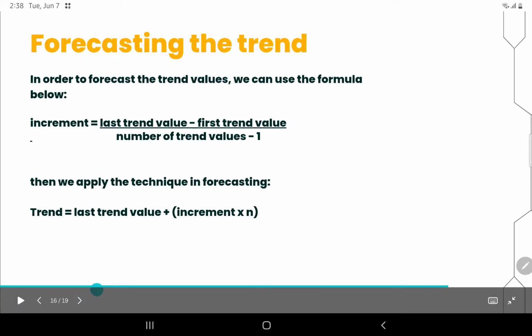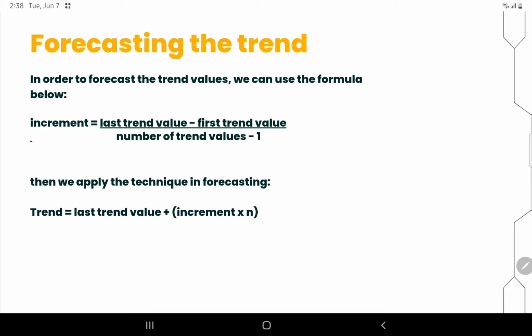Okay, sorry, kita tengok slide yang ni dulu. Okay, so this is how we forecast the trend. Forecast tu maksudnya kita nak ramalkan trend yang akan datang. Kita belum ada data lagi, kita nak meramalkan apa yang terjadi akan datang.